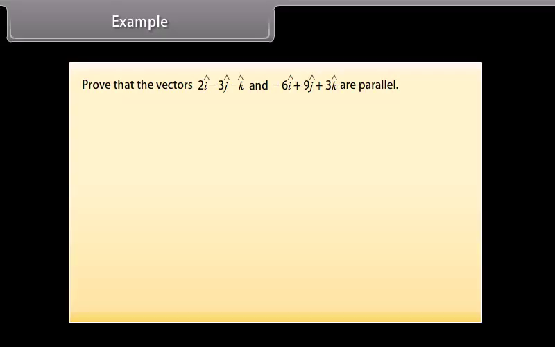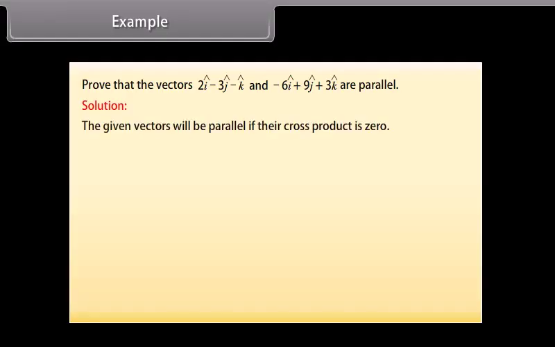Example. Prove that the vectors 2î minus 3ĵ minus k̂ and minus 6î plus 9ĵ plus 3k̂ are parallel. Solution. The given vectors will be parallel if the cross product is 0.